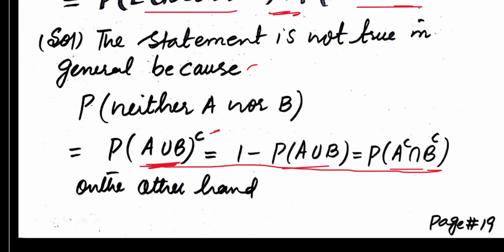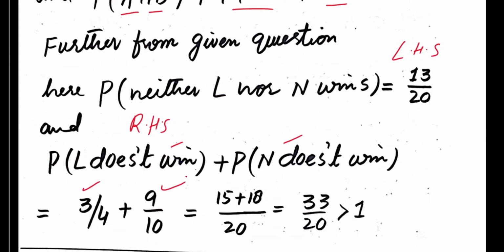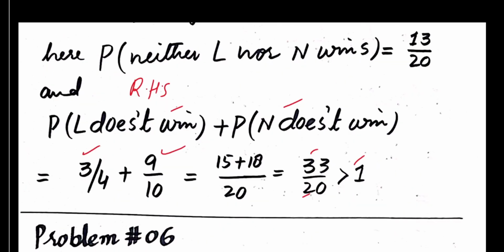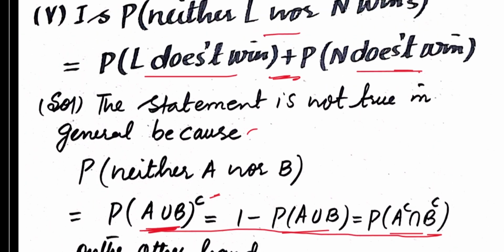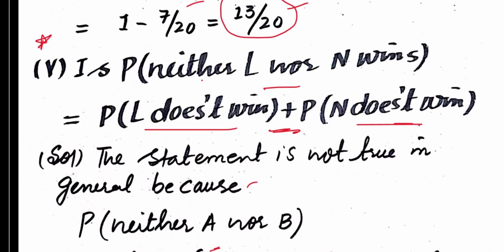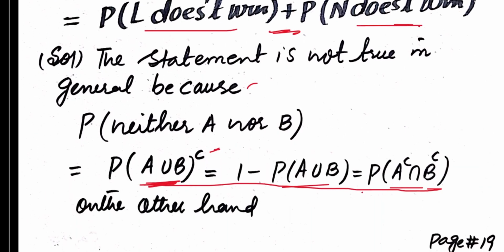So by adding these two probabilities, we have 33 by 20, which is greater than 1, and this is not possible. And we can see left hand side and right hand side are also not equal. So this shows these two expressions are not equal. So we cannot say the probability of neither L nor N means the probability of L does not win plus the probability of N does not win. This simply means 1 minus the probability of either L or N win.